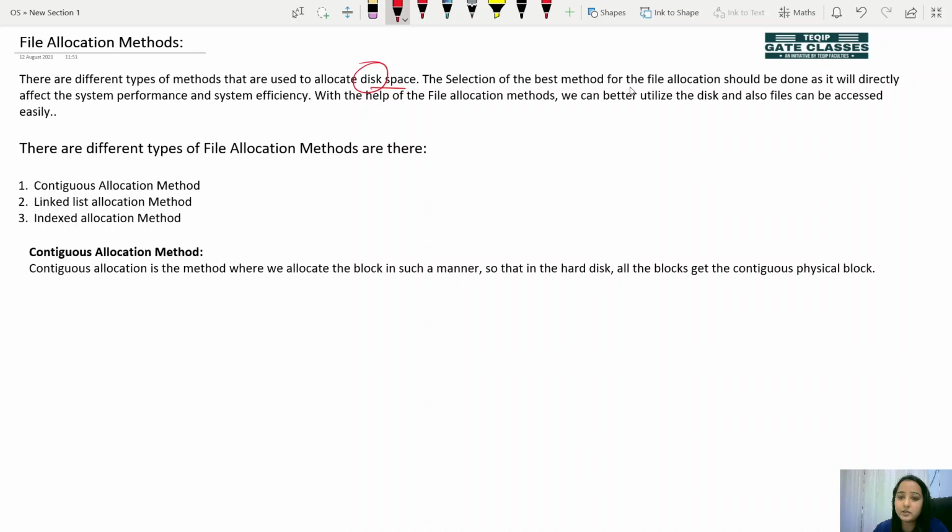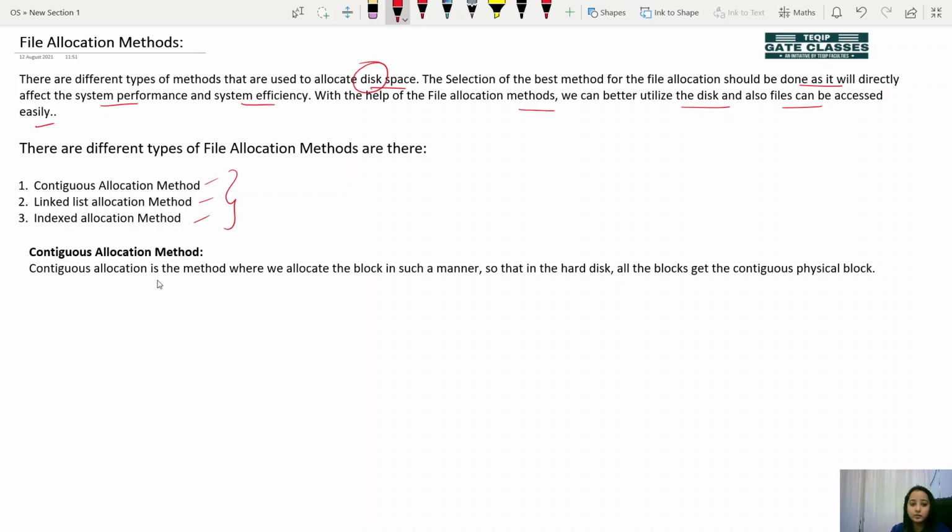The selection of the best method for file allocation should be done carefully, as it will directly affect the system performance and efficiency. If you want to increase the performance and efficiency, you have to select the best file allocation method. With the help of the file allocation methods, we can better utilize the disk and files can be accessed easily. There are different types of file allocation methods. The first one is the contiguous allocation method, next is the linked list allocation method, then the indexed allocation method.